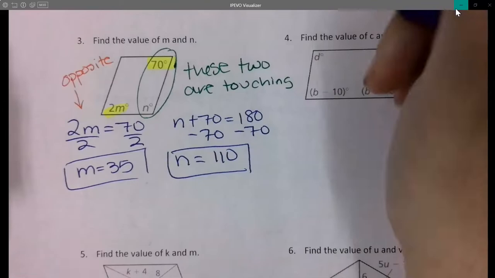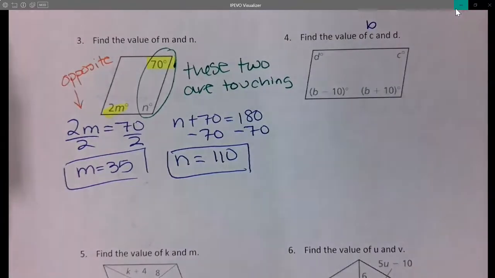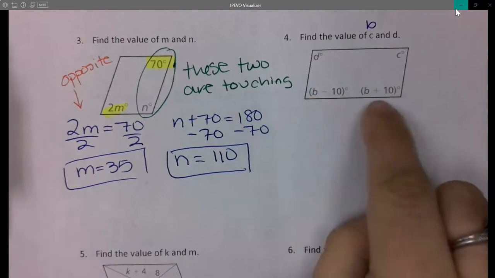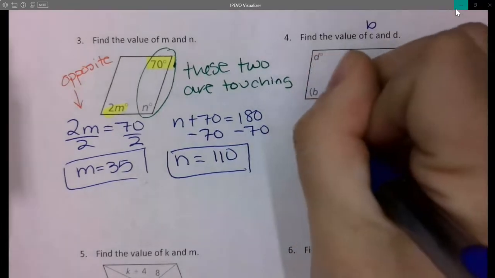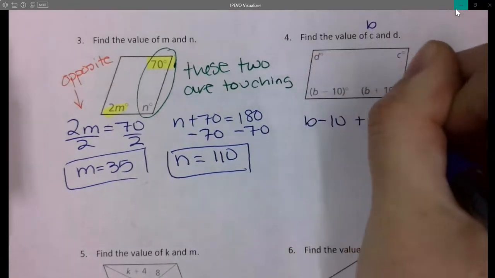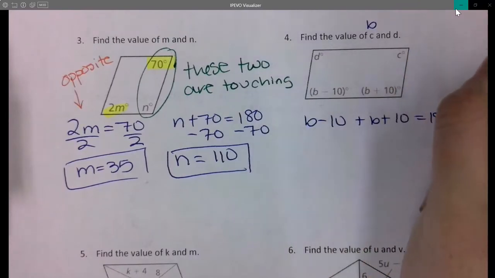Okay, on number 4, I also want to find the value of b. I forgot to ask for that one. So I'm going to start off with these two, since they make a straight line, and I'm going to add them together and set them equal to 180.